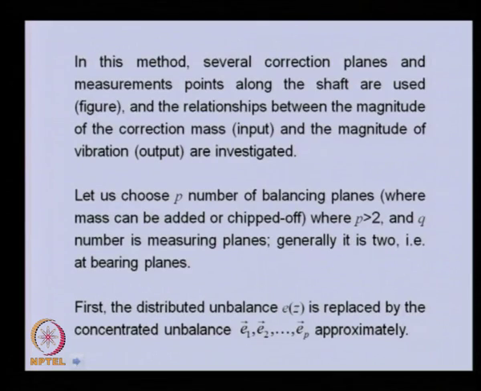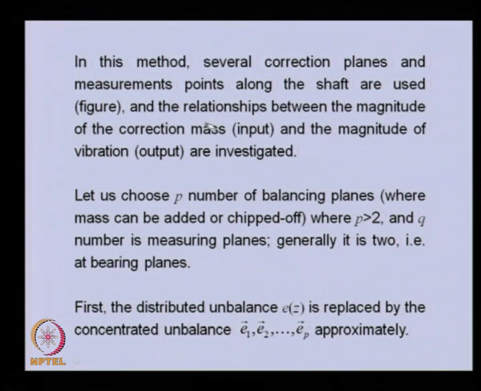Now, once we have defined the balancing plane or the correction plane and the measurement locations along the shaft, we need to relate the magnitude of the correction mass to the vibration. Once we keep the correction mass in these p number of planes, basically they are some kind of force. So, they are giving input to the system, and the magnitude of the vibration, that is the output, we will be measuring at the location of the sensor.